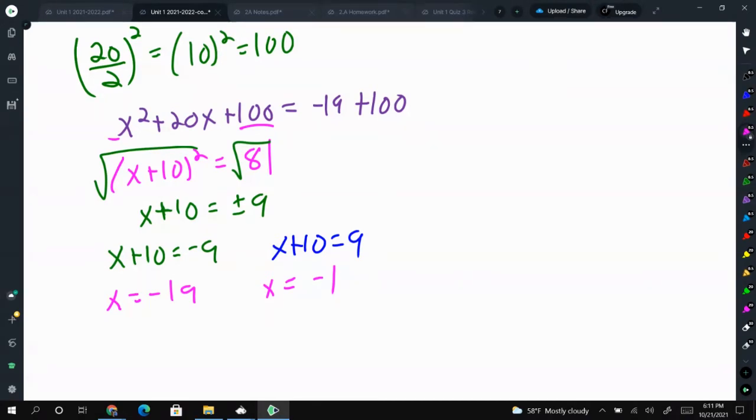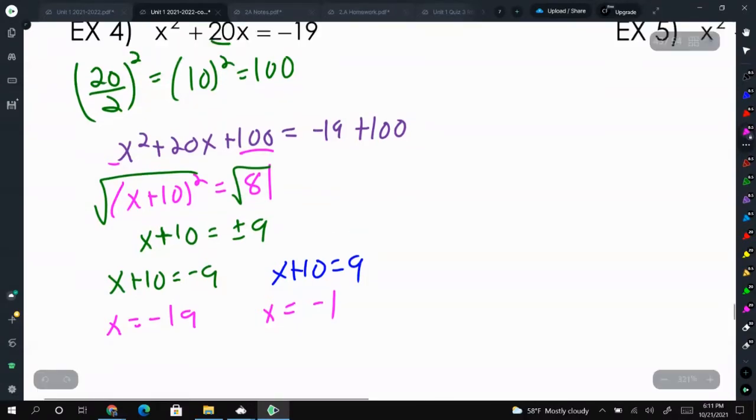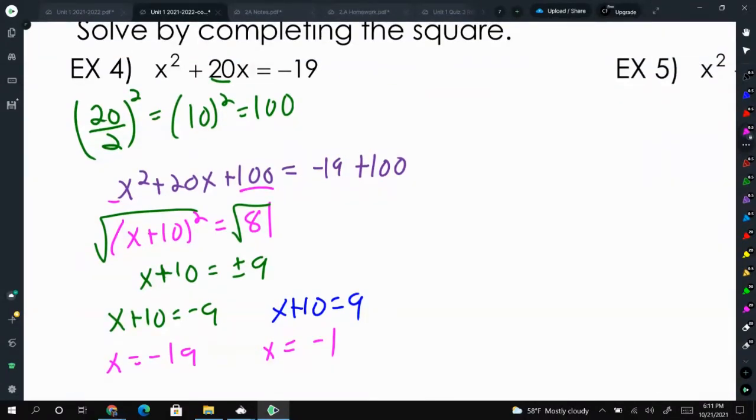So you can see that completing the square can be quicker in some instances. This did not take us much time at all.